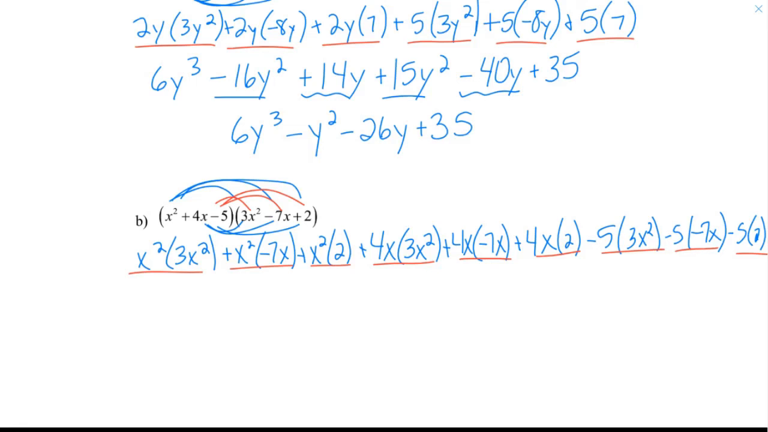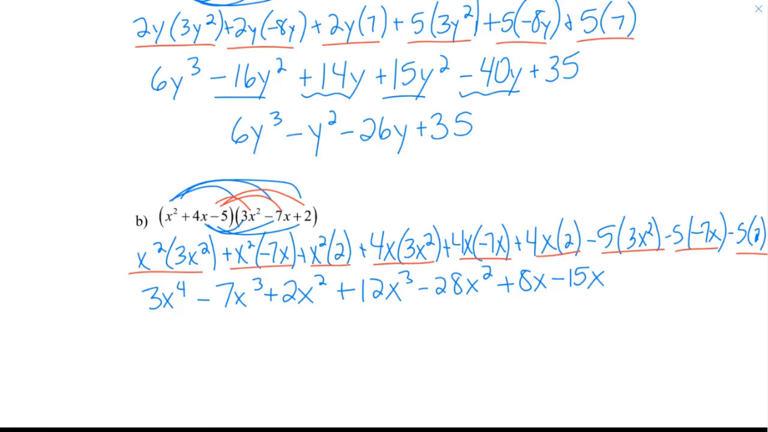Let's start with the first one. We have x squared times 3x squared, which is 3x to the 4th power. We have x squared times negative 7x, which is negative 7x cubed. X squared times 2 is 2x squared. 4x times 3x squared would be 12x cubed. 4x times negative 7x would be negative 28x squared. 4x times 2 is 8x. Negative 5 times 3x squared is negative 15x squared. Negative 5 times negative 7x is 35x. And then negative 5 times 2 is negative 10.